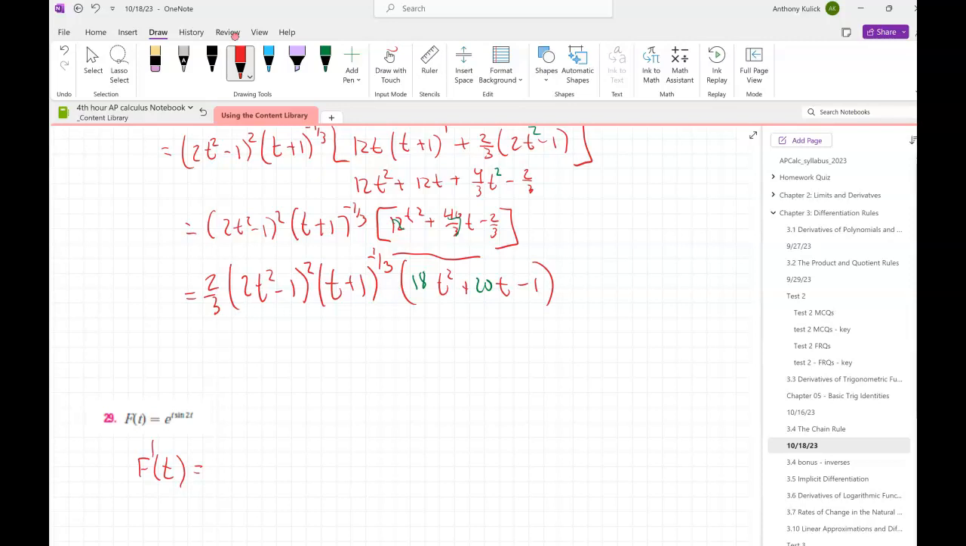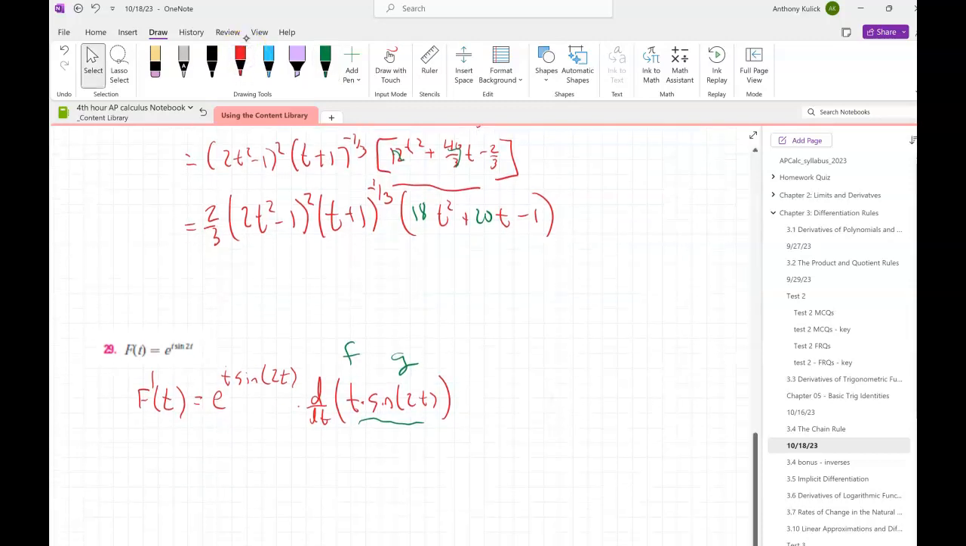Okay, so the outer function of e to the t sine 2t is just e to the x. So the derivative of the outside is just the same thing, times the derivative of the inside. So if I look here, there is no outer function to t sine 2t. What it is, is the product of one function, t, with another function, sine of 2t. So to do that derivative, I need to do a product rule.